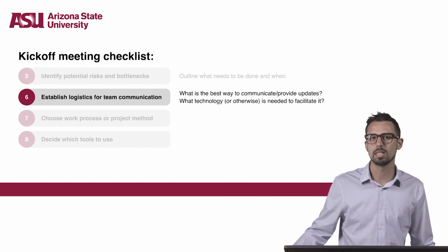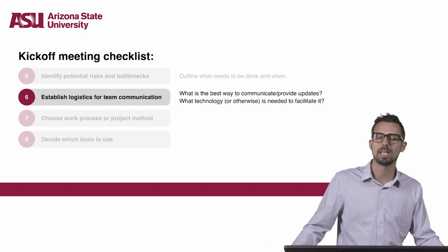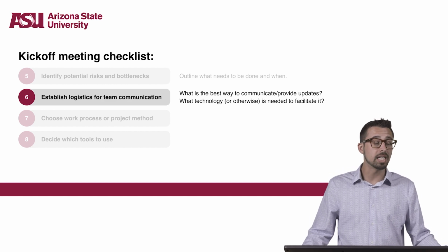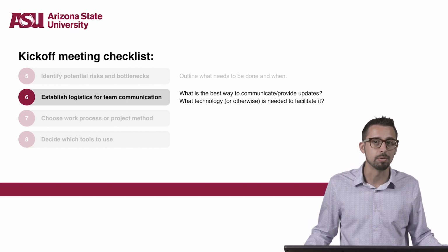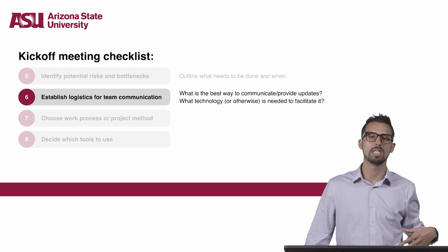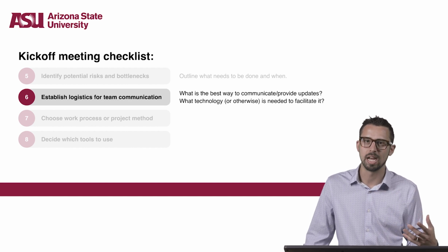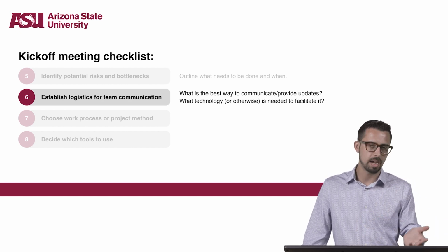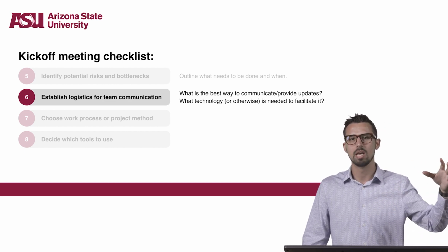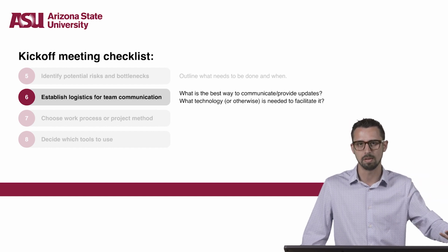If someone sends me something really important in an email that my client is upset about something, but I only check my inbox once per week, that client is going to be really upset by the time I read that email. So establishing communication logistics for the team is really important. What is the best way to provide status updates? Establish a consistent process, such as weekly meetings, and determine the technology that is needed to facilitate that type of communication.